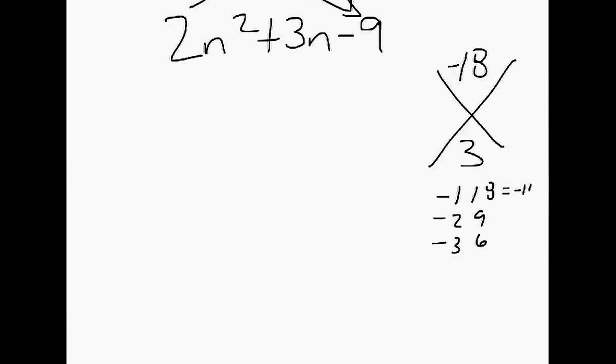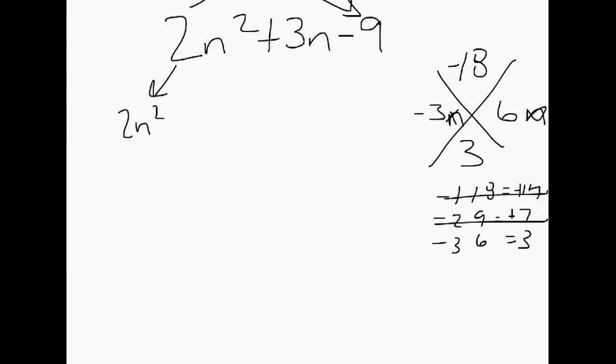That equals negative 17, so that's not it. That equals negative 7, so that's not it. Oops, sorry, that was positive 7 and positive 17. This equals positive 3, so this is correct. Negative 3 and 6. Okay. We put n beside both of those because these are n's, and we're going to split the term. So this becomes 2n squared. 3n gets split up to be negative 3n plus 6n, and we bring down the negative 9.